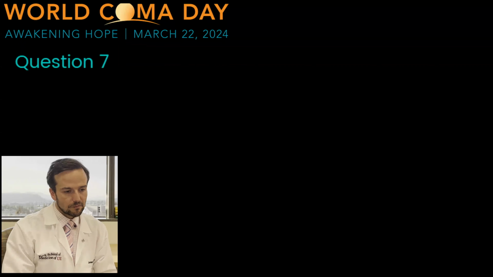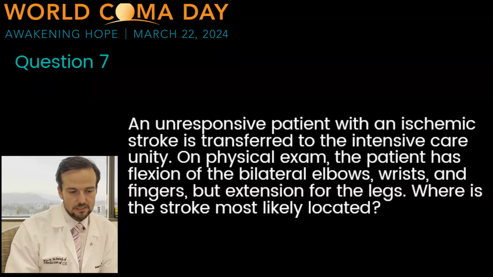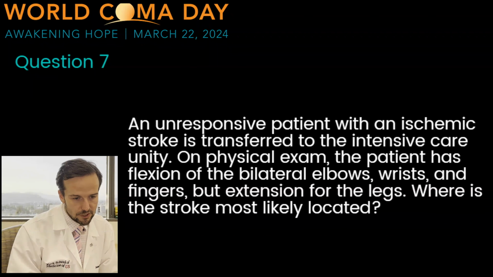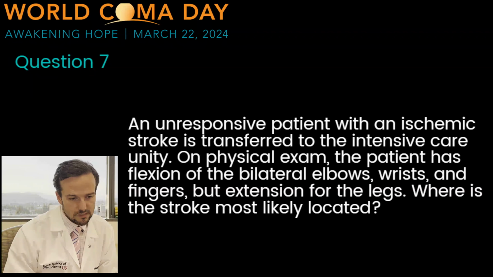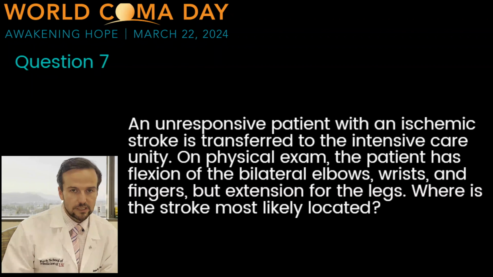Question 7. An unresponsive patient with an ischemic stroke is transferred to the intensive care unit. On physical exam, the patient has flexion of the bilateral elbows, wrists, and fingers, but extension of the legs. Where is the stroke most likely located?